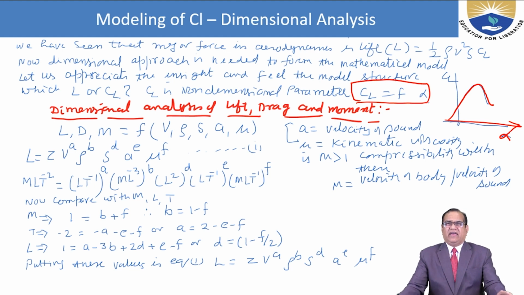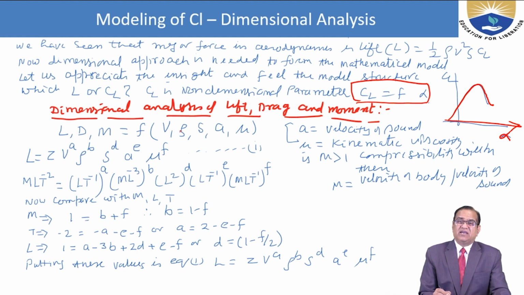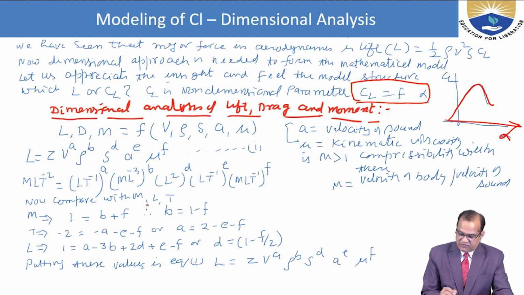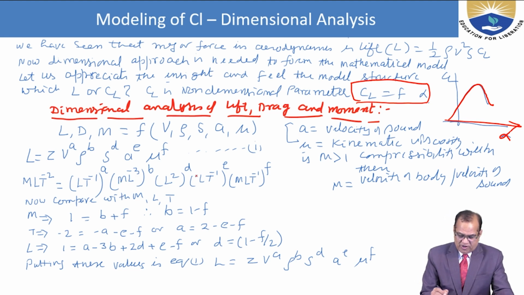So, non-dimensional analysis of lift, drag and the moment. L is equal to lift, D is equal to drag, and M is equal to moment. And these are functions of V velocity, density, area, Mach number and the viscosity. In the same way, we write V to the power A, rho to the power B, S to the power D, a to the power E, mu to the power F. And if you do the non-dimensionalization of each and every one: lift is a force, so it is M L T to the power minus 2; V is L T to the power minus 1, to the power A; rho is M L to the power minus 3, to the power B; area is L square, to the power D; and here velocity is L T to the power minus 1, to the power E; mu is M L T to the power minus 1, to the power F.